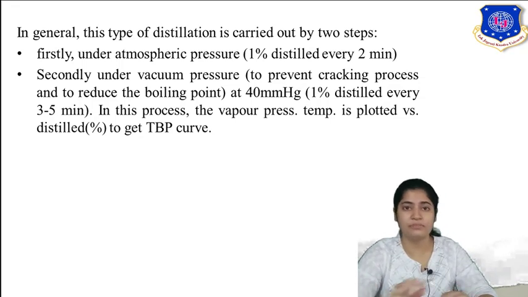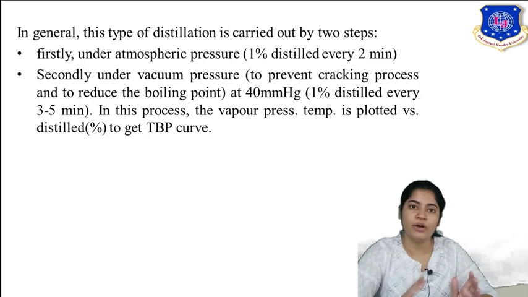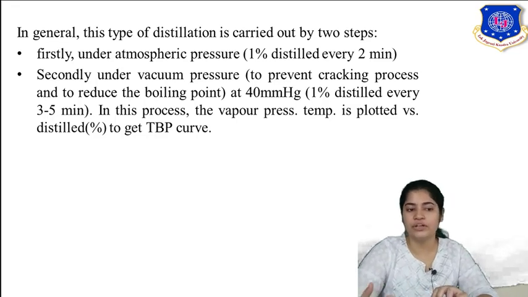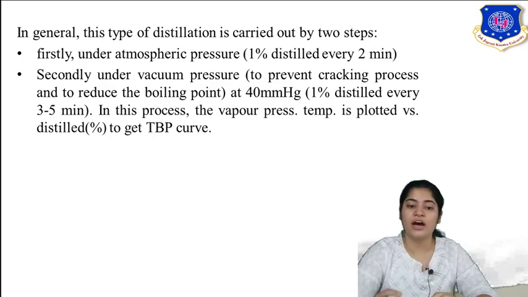Now it must be known, as a revision of your distillation topics, that boiling point is a function of total pressure. As you decrease the pressure, your boiling point will also reduce. And so secondly, you are conducting this test under vacuum. And what is the pressure? At 440 mmHg. Now you can see the distillation rate has been reduced. Now at every 3 to 5 minutes, only 1% is distilled.